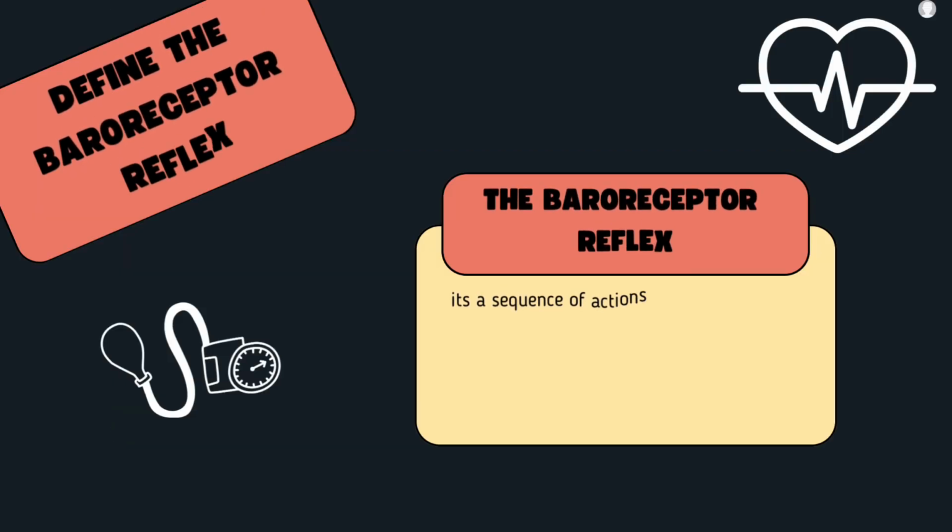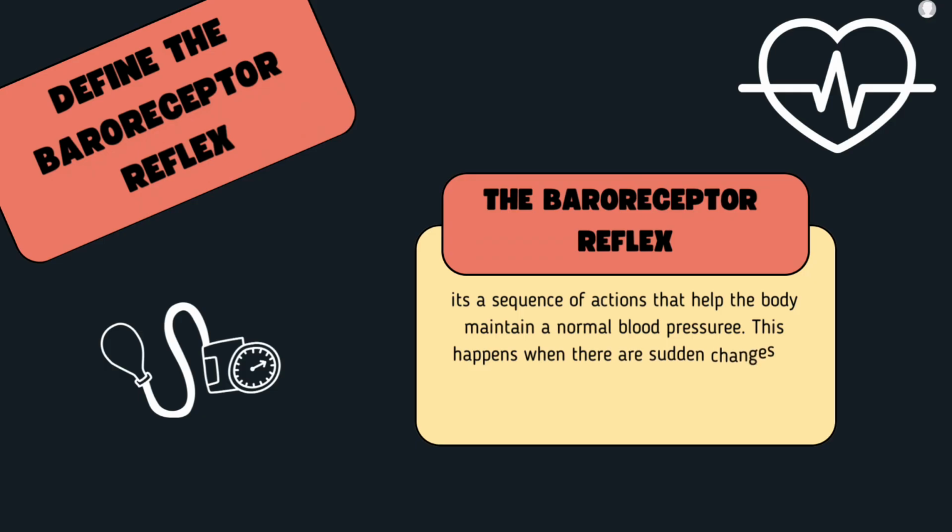In this next slide, we will be defining the baroreceptor reflex. This is a sequence of actions that help the body maintain a normal blood pressure. This happens when there's a sudden change in our position. So how do these baroreceptors work? Baroreceptors are nerve cells in our blood vessel walls. They detect changes in blood pressure by sensing how much the walls can stretch. This information is then sent to our brain, where it helps keep blood pressure balanced.